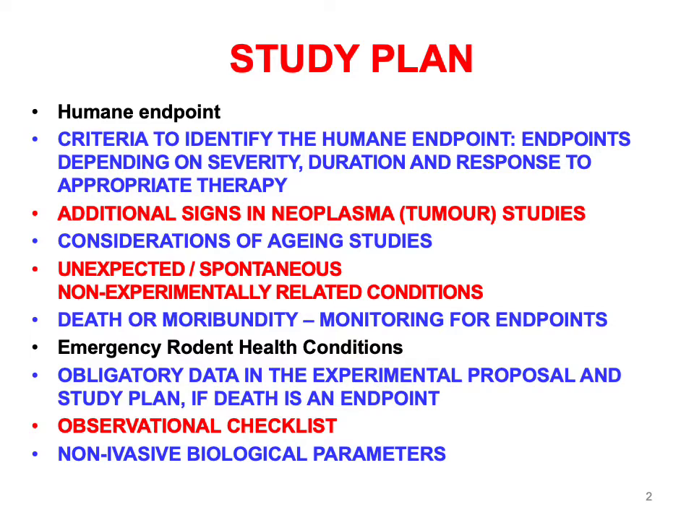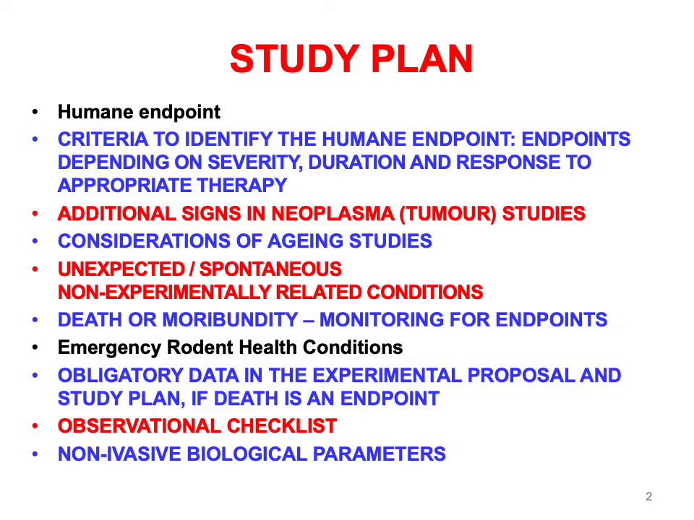We will see the additional signs in case of tumor studies and the considerations applying during aging studies, and what to do when unexpected, spontaneous, non-experimentally related conditions occur. What are the possibilities to monitor death or morbidity? We will see a clinical collection about the emergency rodent health conditions.